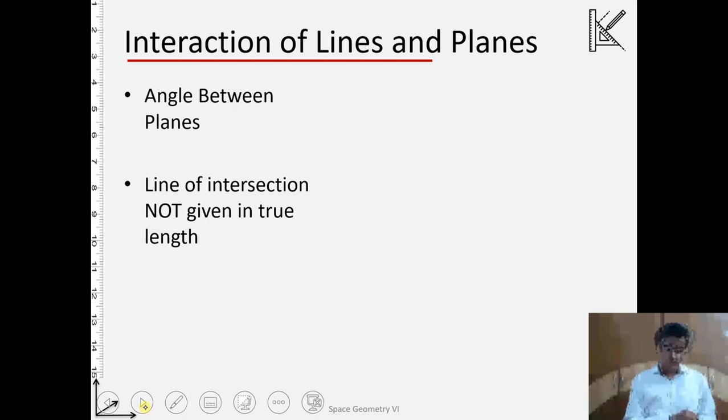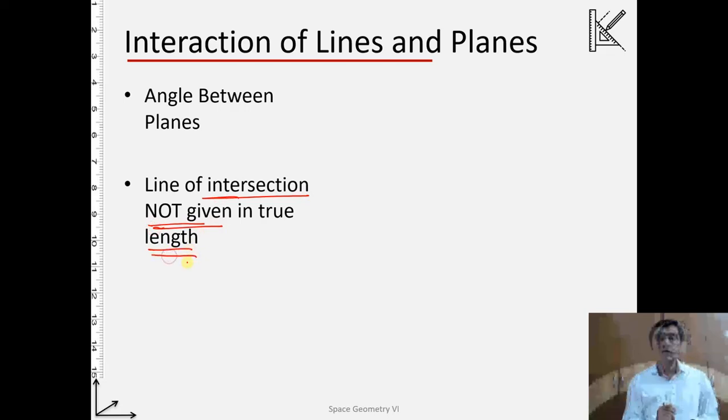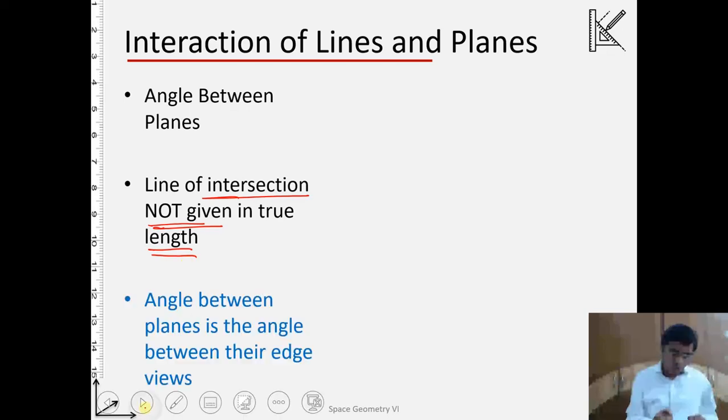So let's see it. Now what is it? The line of intersection is not given in true length. So the planes are one oblique plane, another oblique plane, and their line of intersection is not in true length. That means this line of intersection here is not parallel to any of the principal planes, or the line of intersection in this case is an oblique line. And we know it. Given an oblique line, how to determine the point view of the oblique line. Once we can determine the point view of the oblique line, that means in this direction, for these two planes, we will be getting the edge views. So this is how we will be solving this problem again.